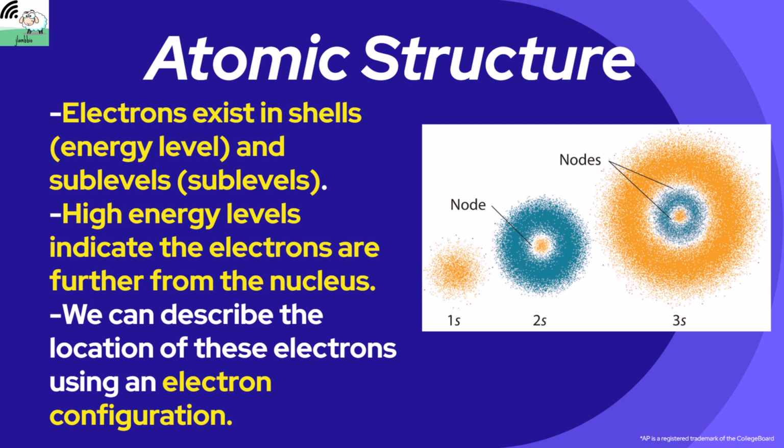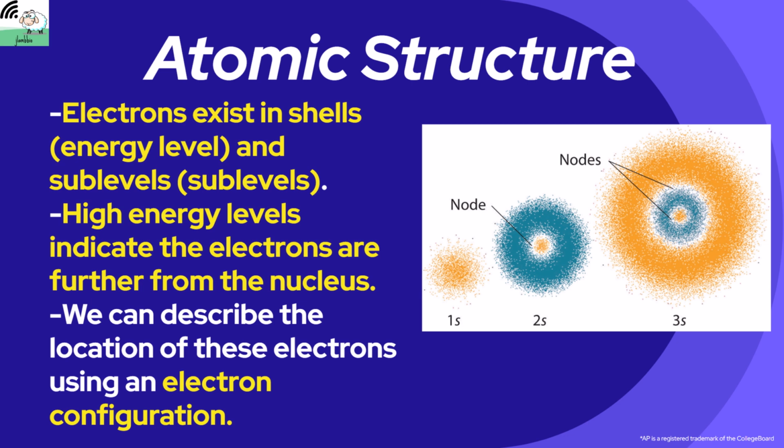So as we mentioned before, electrons exist in shells, and the shells are referred to as energy levels. Those are essentially the period numbers on the periodic table, so 1, 2, 3, 4, 5, 6, etc. High energy levels indicate that the electrons tend to be further away from the nucleus. Again, we can't tell the exact location of an electron. It's unknown where that electron is located, but we have a good guess based on the size of the orbital in and of itself.